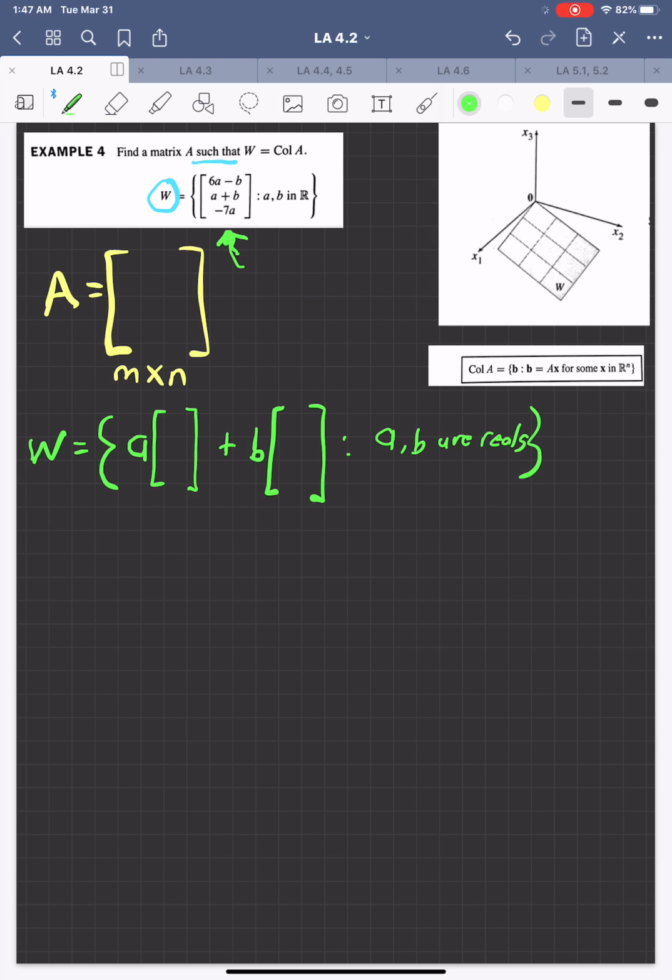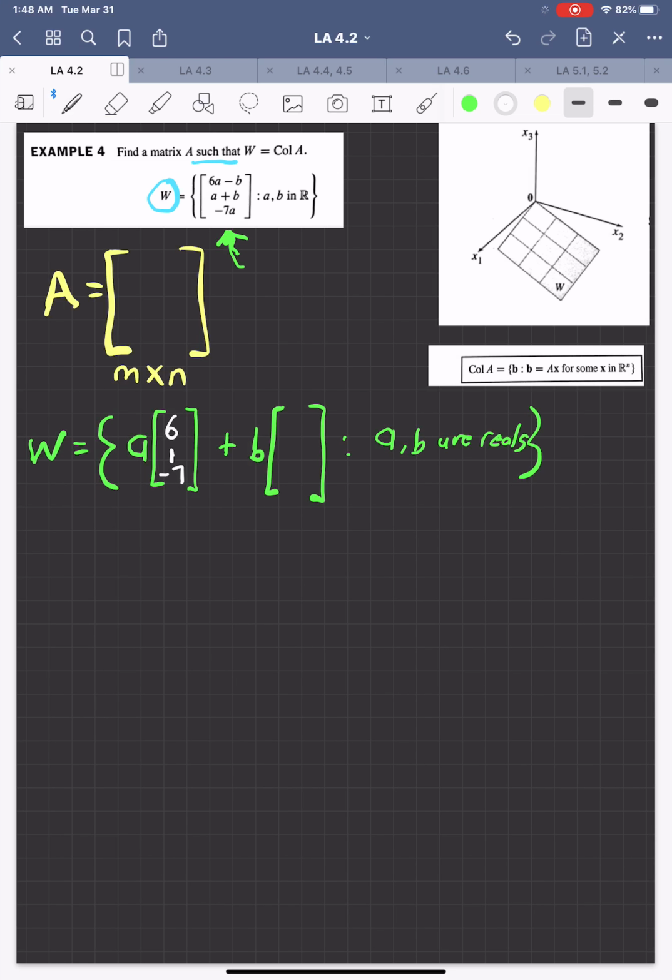All right, let's start with the first vector. First row, what would I have to do with some A that you give me? I'd have to multiply it by 6. Second row, if you give me an A, what would I have to multiply by A? Well, it's just 1. Third row, what would I have to do to that A? I'd have to multiply it by negative 7.